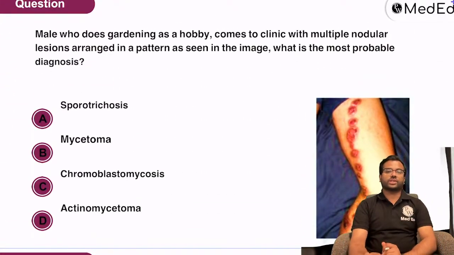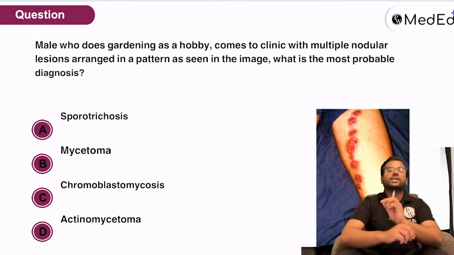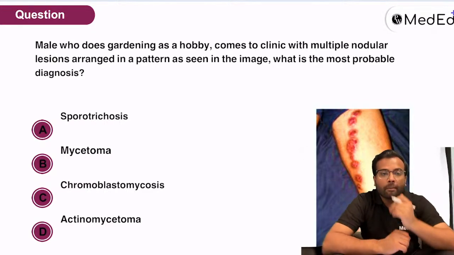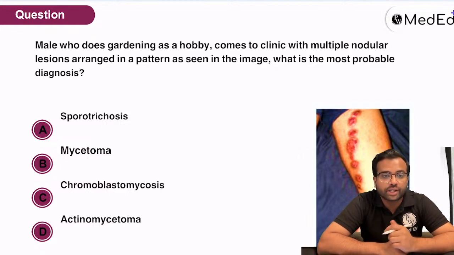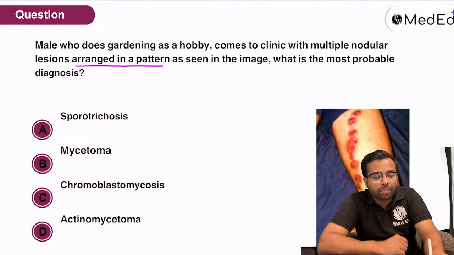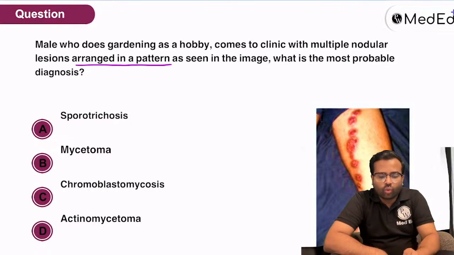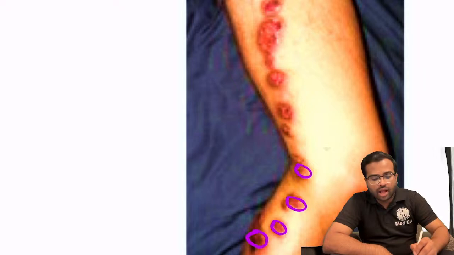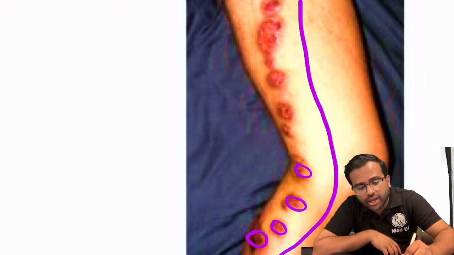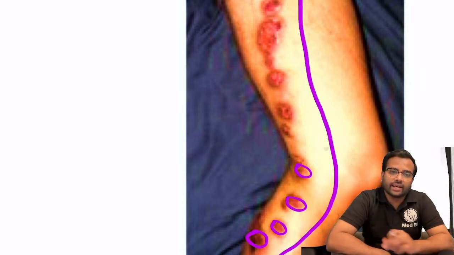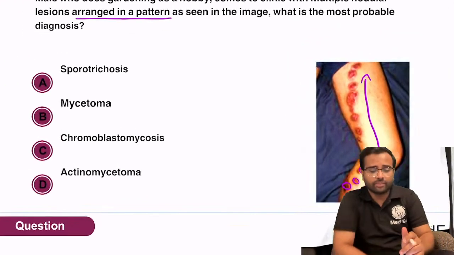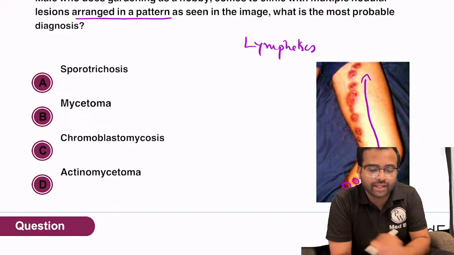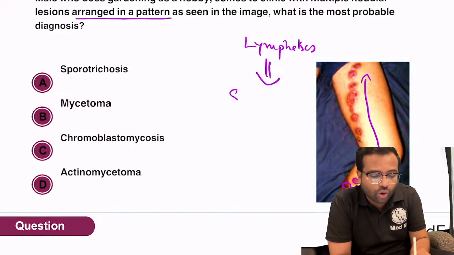So now let's see the next question. There is a male who does gardening as a hobby and he comes to the clinic with complaints of multiple nodular lesions which are arranged in a pattern as seen in the image. Now what is the pattern here? You can see that there are multiple nodular lesions and they are arranged linearly, isn't it? They are arranged linearly.